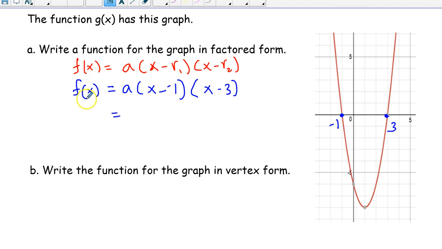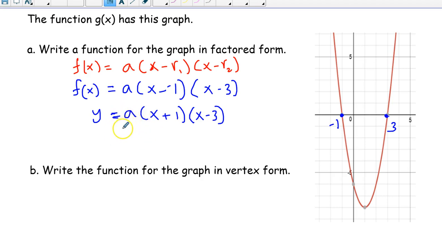times x minus 3. Further, this f of x, you can also write it as y. You'll just understand why I'm writing it y. Y is equal to a times x plus 1. Why is this minus now plus? Because negative of -1. Negative and negative becomes positive. Negative times negative is positive, and x plus 1, then it is x minus 3. So this is the function written in the factored form.